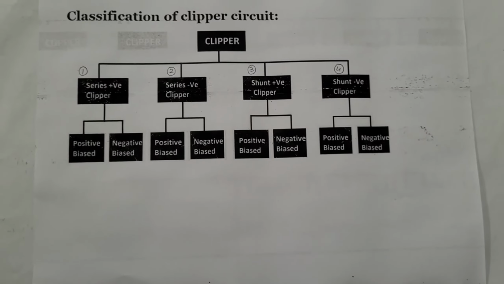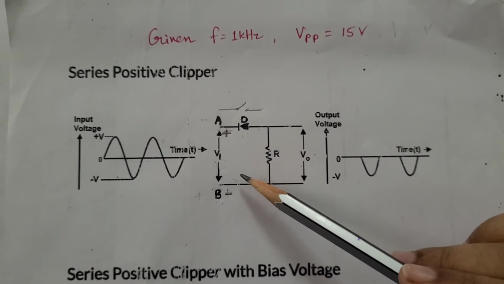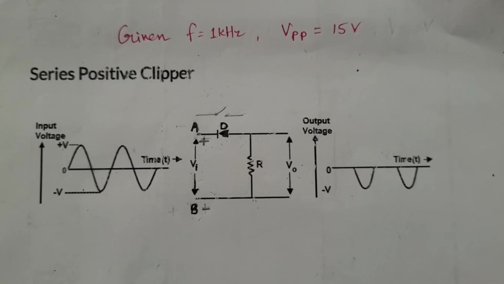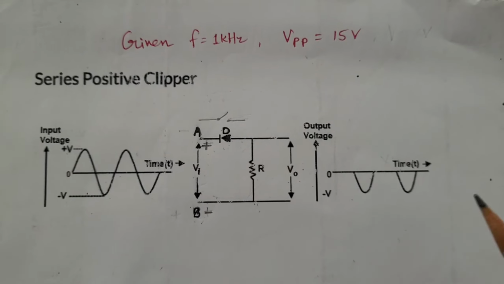During the positive half cycle of the AC input, A becomes positive and B becomes negative. Diode is in reverse bias, making an open circuit across it, which ensures there is no closed path. So there is no output voltage across the resistor.